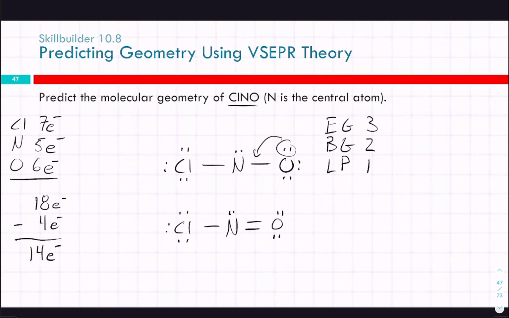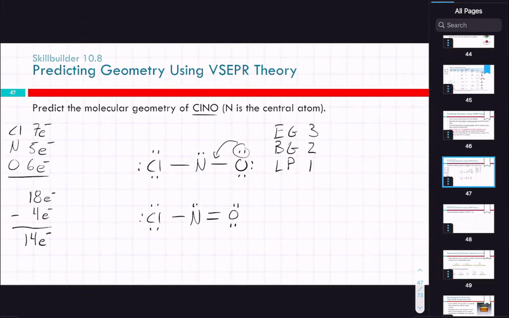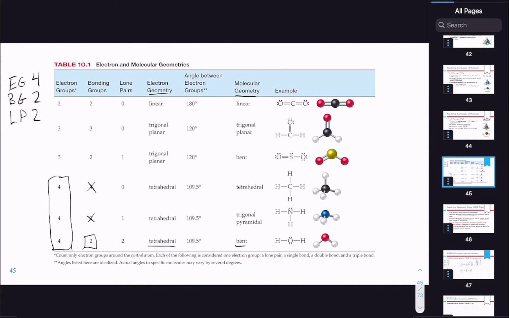So the lone pair, is that what we got rid of from oxygen? Is that the lone pair? No, the lone pair is this pair of electrons. Oh, okay. Yeah. The electrons that are all alone, they don't have a bond. And a lone pair.